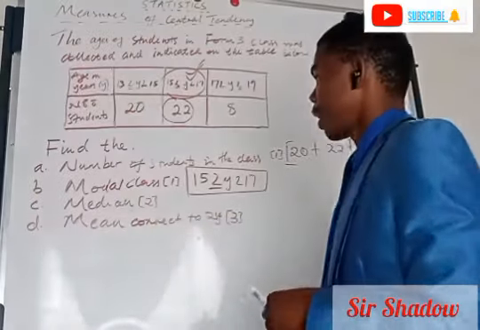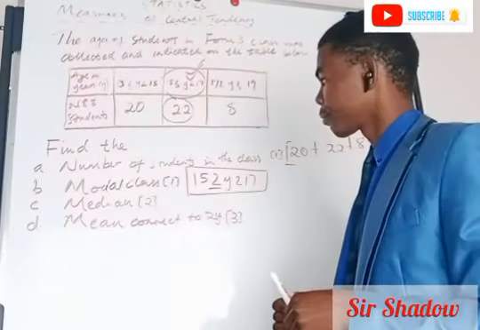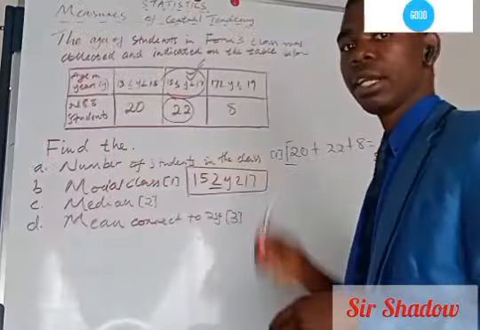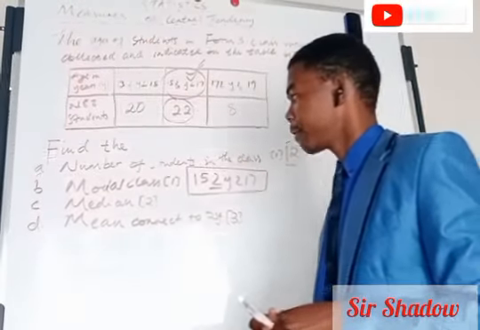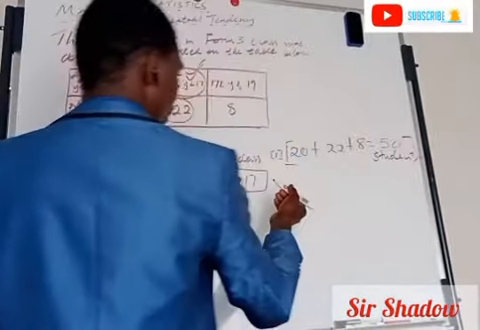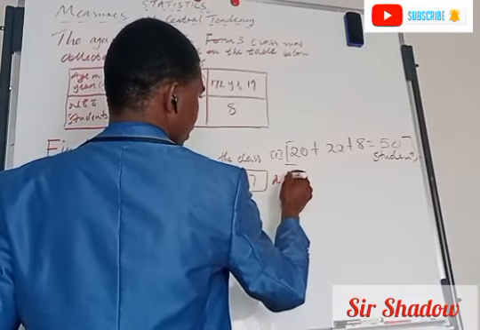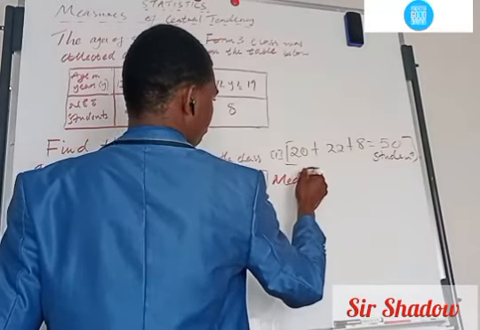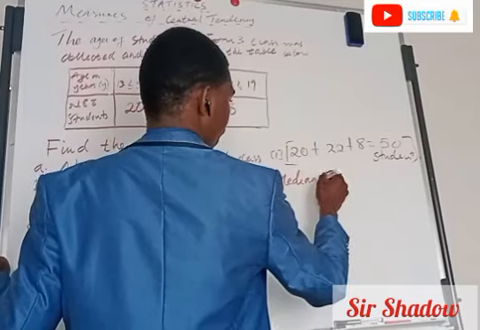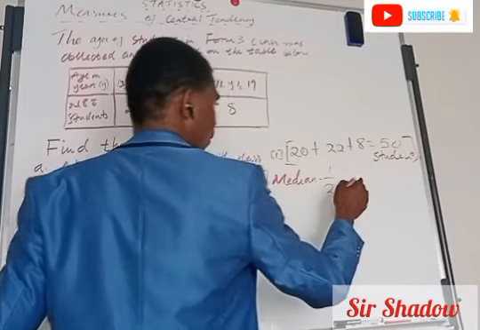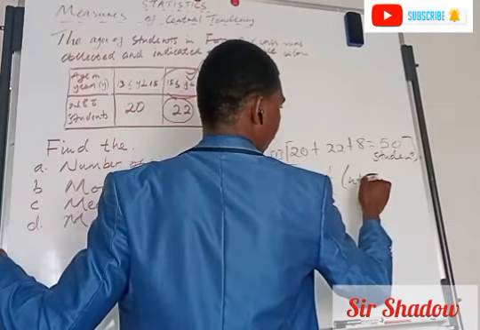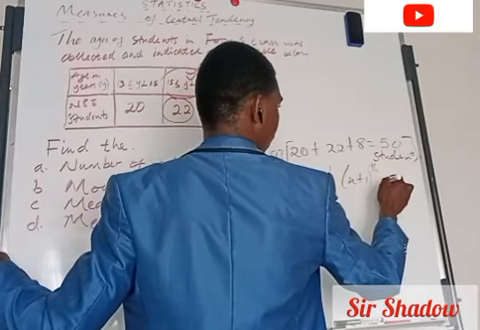Then we are also asked to find the median. To find the median, use the formula. For the median, we are saying half of (n plus 1) th.